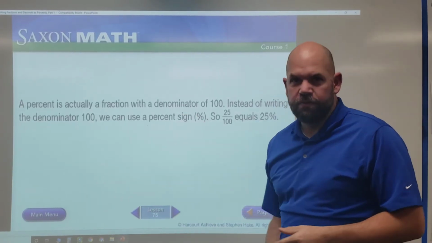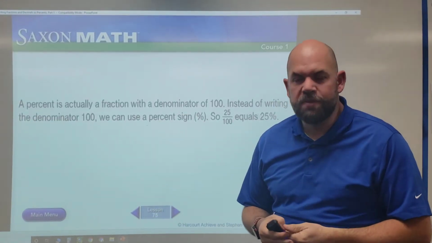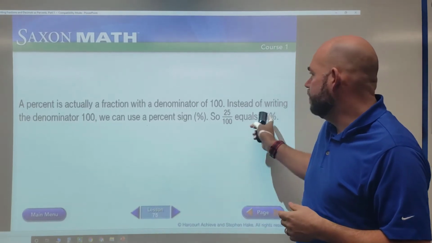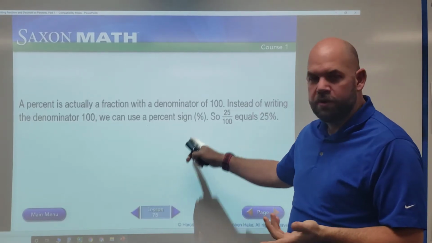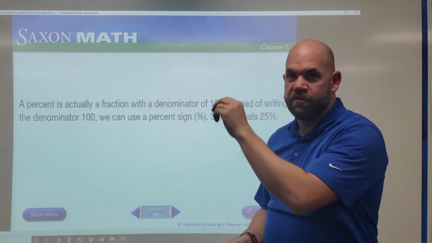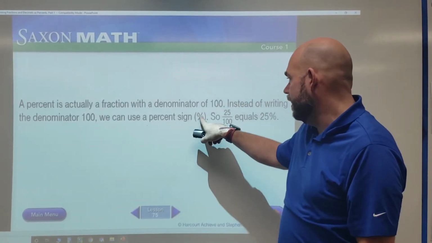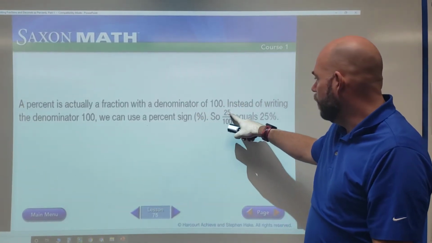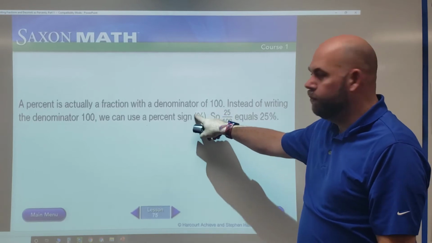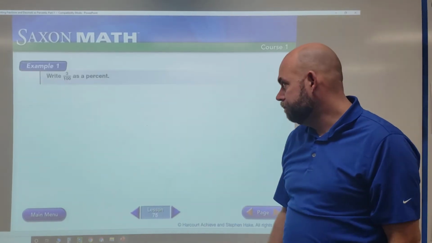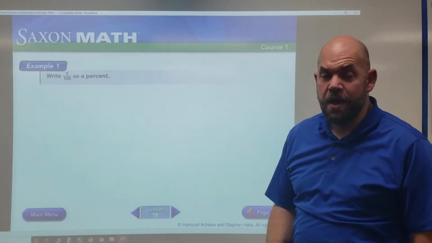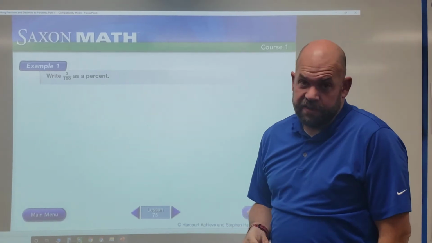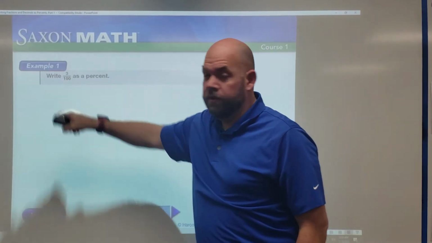So a percent is actually a fraction with a denominator of 100. We've gone over this before. So instead of writing the denominator of 100, we just put the percent sign, which is this. And so 25 over 100, we just say 25 with the percent sign. Pretty simple. All right, so if we write 3 over 100 as a percent, that's easy. It's just 3%.